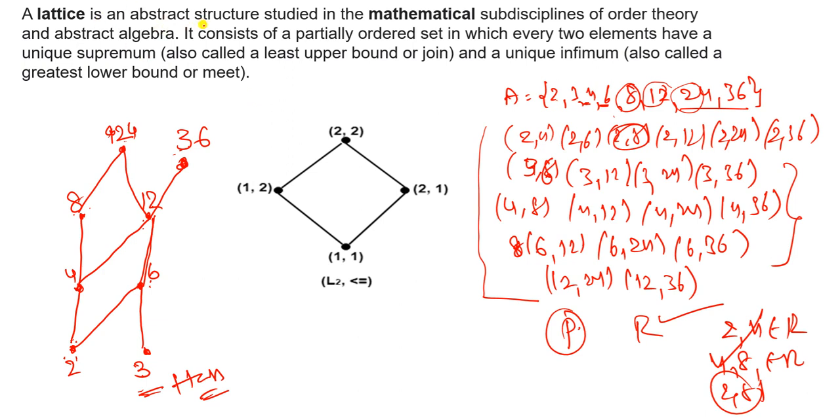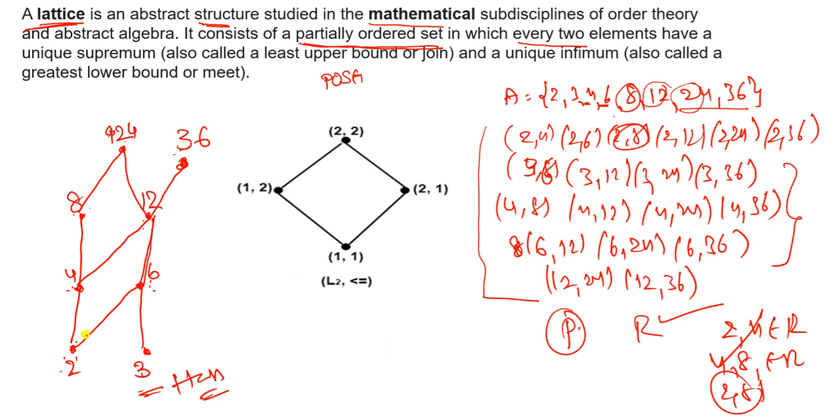A lattice is an abstract structure studied in the mathematical subdisciplines of order theory and abstract algebra. So we have the lattice concept in order theory and also in abstract algebra. It consists of a partially ordered set. Remember this: a lattice consists of a partially ordered set, that means a poset, in which every two elements have a unique supremum and a unique infimum.